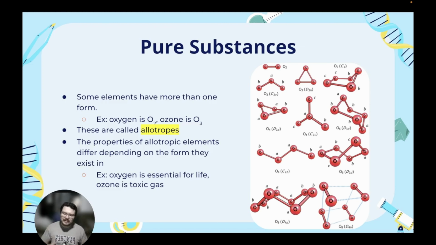Now some of these elements have more than one form. These are what we call allotropes. So an example would be oxygen is O2. That would be pure oxygen that you and I need to breathe. But ozone is O3. And the different structure of O2 versus O3 has very different properties. So for example, O2 is necessary for you and I to stay alive. O3 is a dangerous, deadly gas with a light blue tint that would literally kill you if you breathed it in for too long. And the properties of these allotropic elements depend on what form you find them in and how they exist out in the real world.